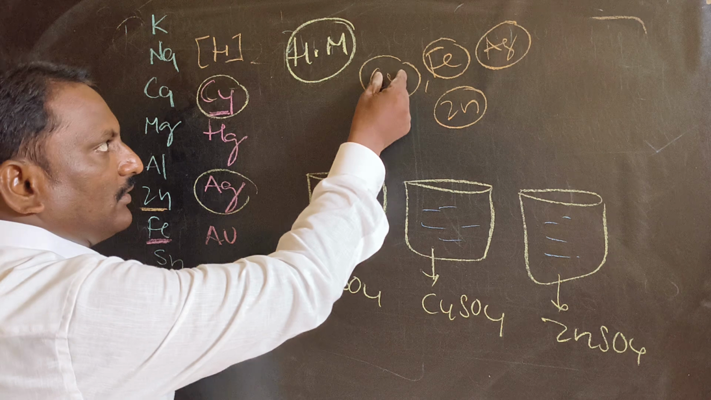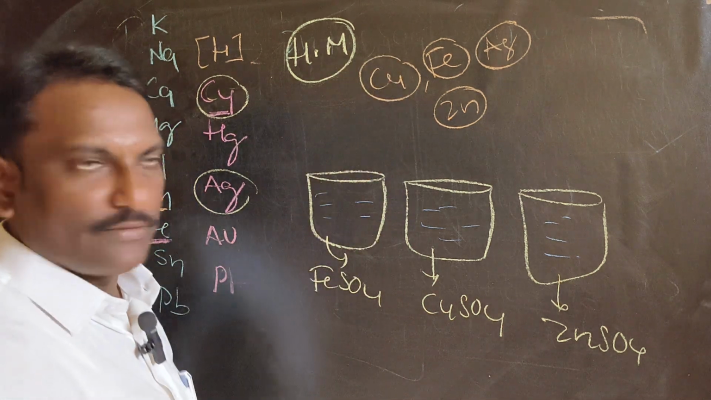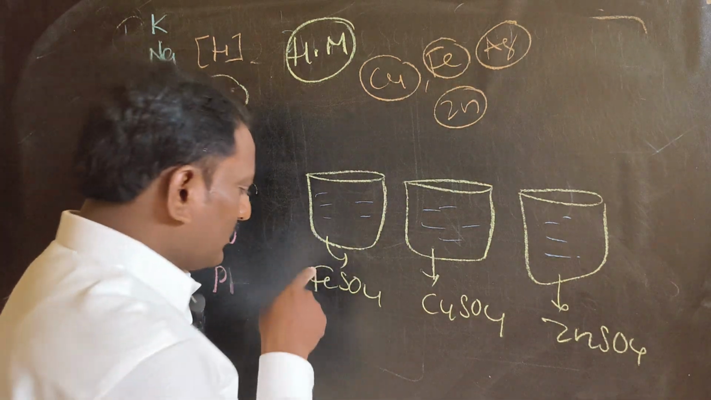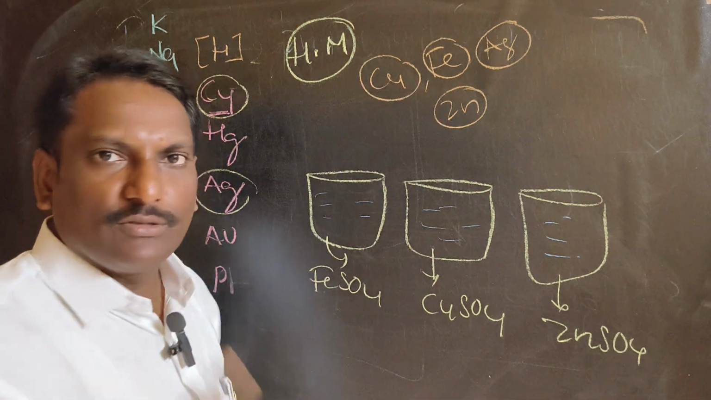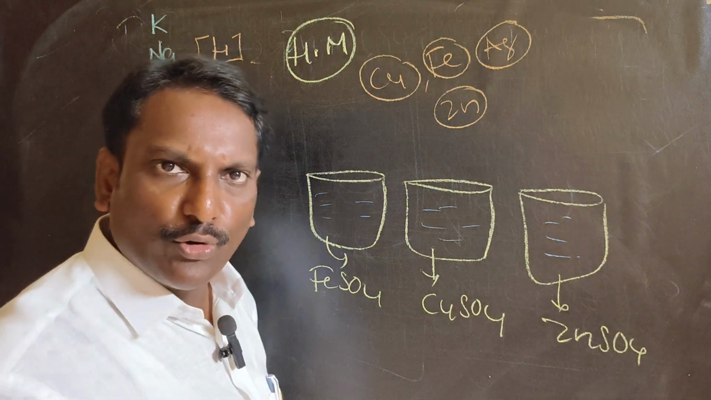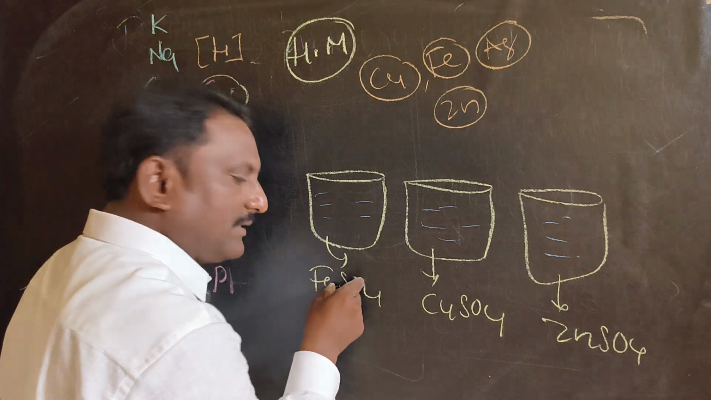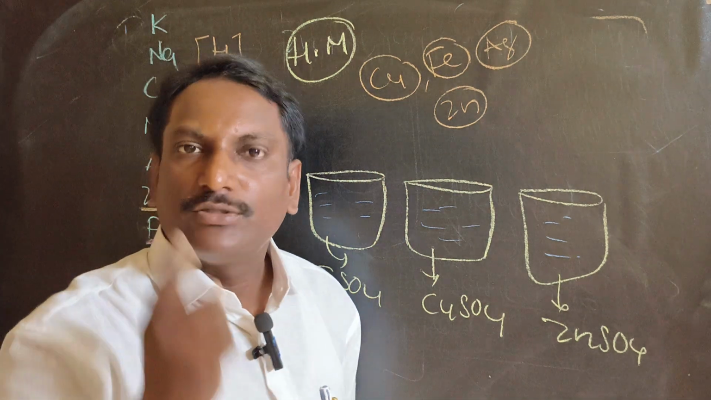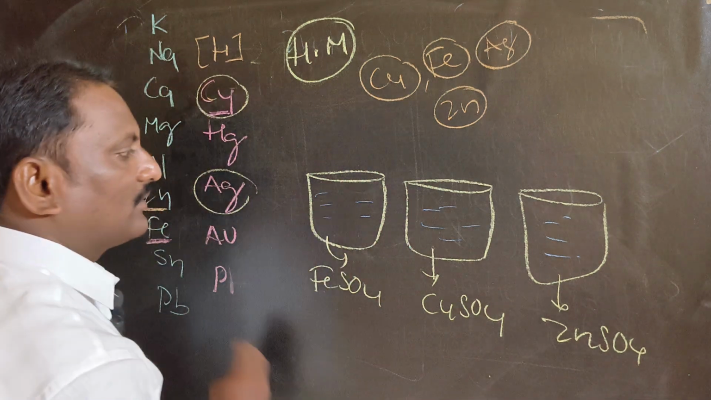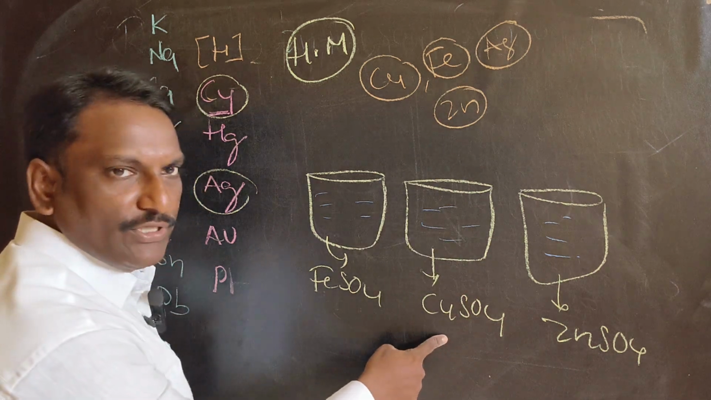For example, drop the copper coin in this one. No reaction because copper is less reactive than iron. Drop the iron coin in this solution. No reaction because it's iron and this one is also iron. Now drop silver in ferrous sulfate. No reaction because silver is less reactive than iron. And now drop zinc. Yes. So iron is displaced by zinc. So the reaction occurs.